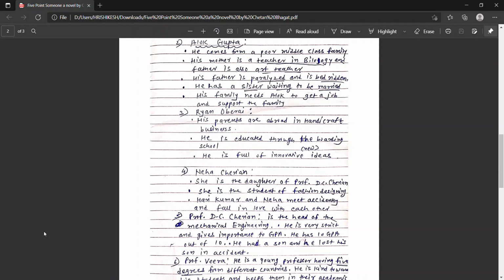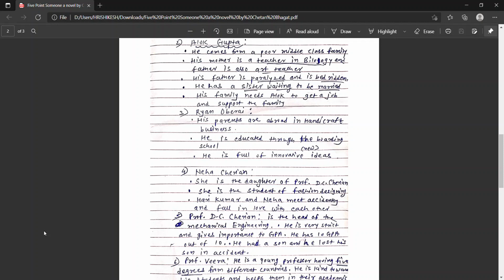Who is this Neha Cherian? Neha Cherian is a daughter of Professor D.C. Cherian, who is working in IIT Delhi as a professor. He is the head of mechanical engineering, and Neha Cherian is the daughter of Professor D.C. Cherian. She is a student of fashion designing. She is not a student of engineering or technology, but a student of fashion designing.